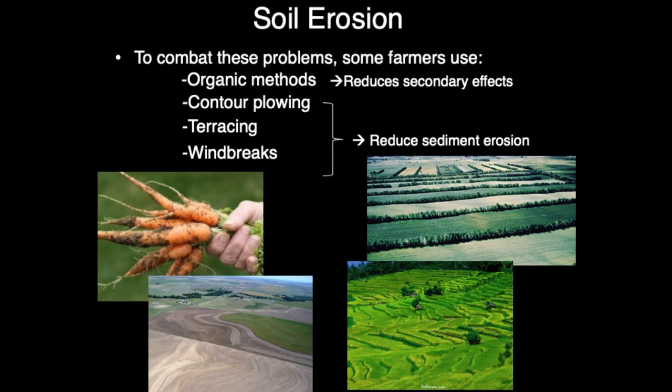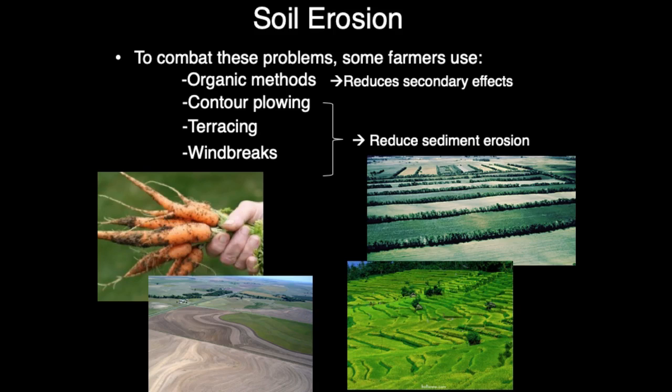So to combat some of the problems that are caused by soil erosion, there are a few things that a few farmers and homeowners have started to do across the globe. Amongst these, some of them are things such as growing food organically without the need of fertilizers or pesticides or fungicides and whatnot. By doing this, there is a reduction in the secondary effects seen from the soil erosion, as we discussed in the last slide. So by growing that organic food, there's no need for those additional substances that bond with the sediments.